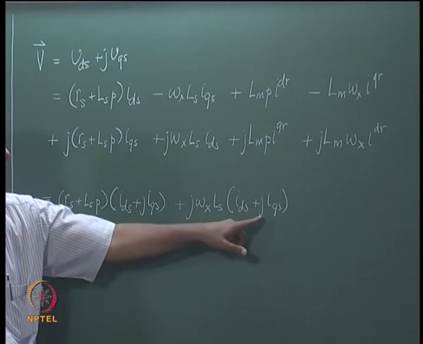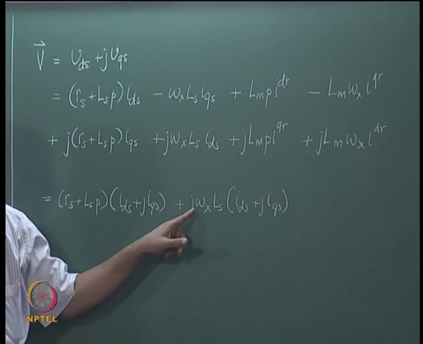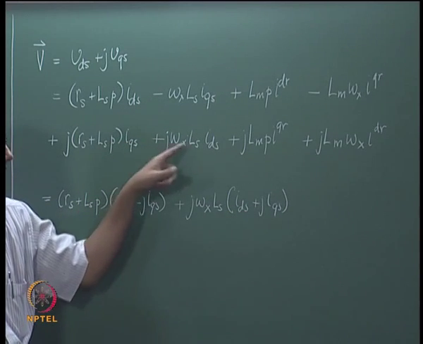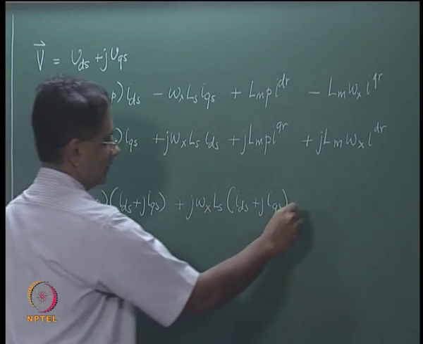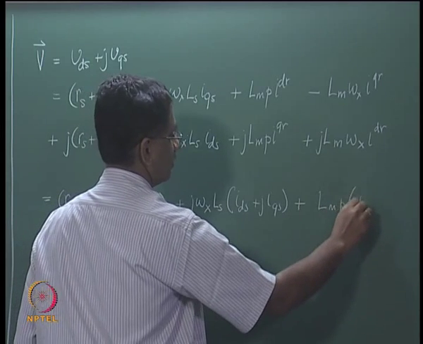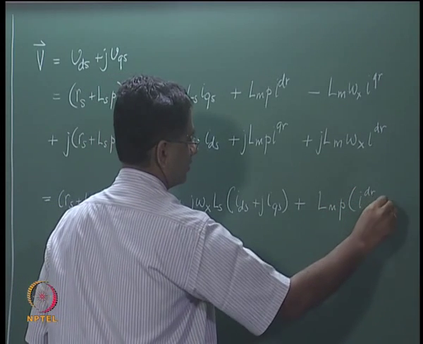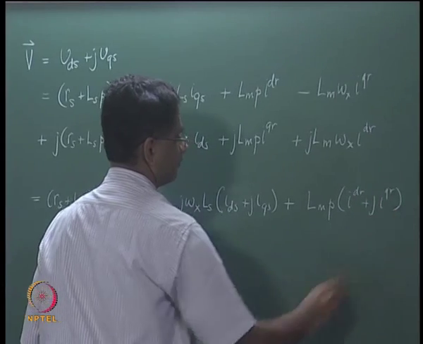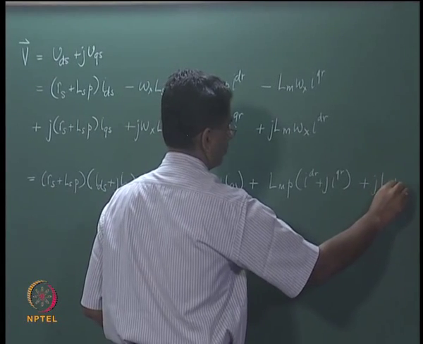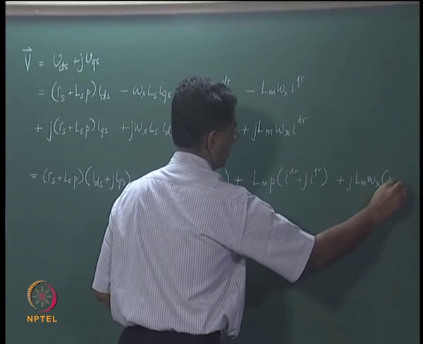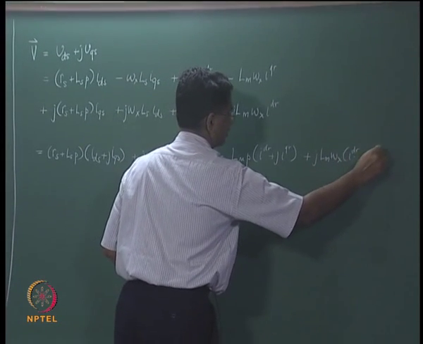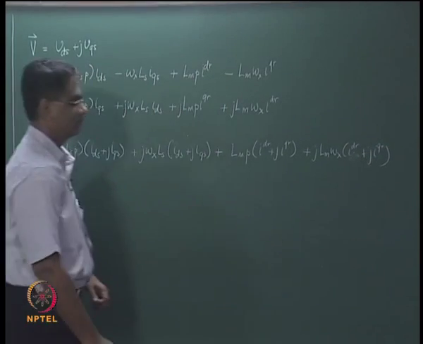Note that J multiplied by J is minus 1, so you have minus omega X LS into IQS, that is what you have here. The first term is accounting for this, then plus LMP into IDR plus J times IQR, and then you have plus J LM omega X into IDR plus J times IQR.